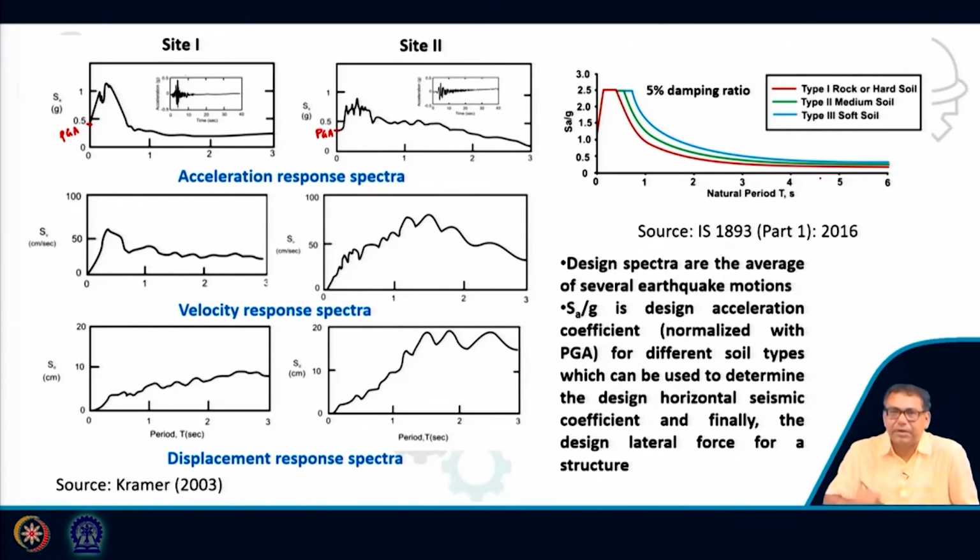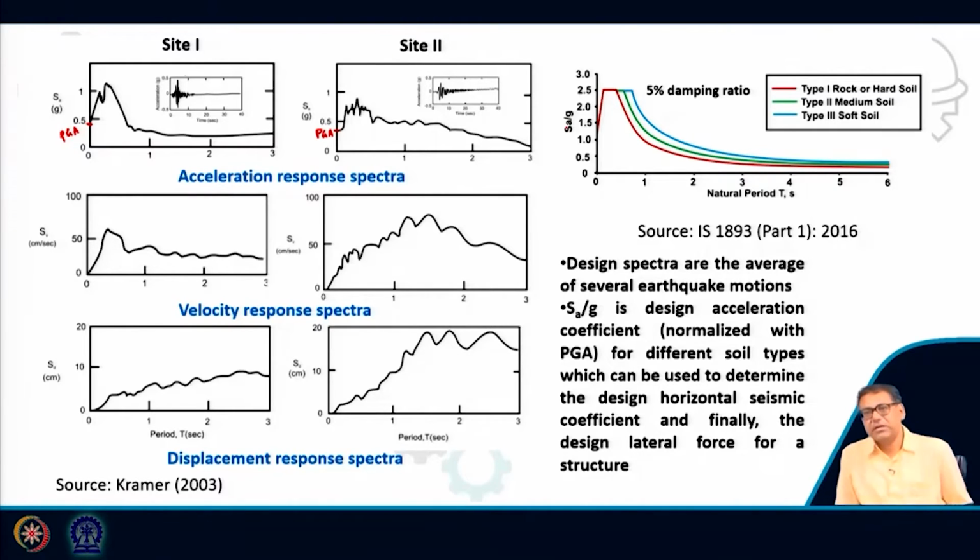These charts are developed for 5% damping ratio, and this is your natural time period. So, you can see this is your design response spectra, which is more or less smooth. So, this is actually the average of several earthquake motions. Now, here this Sa by g is treated as the design acceleration coefficient, which is normalized with PGA.